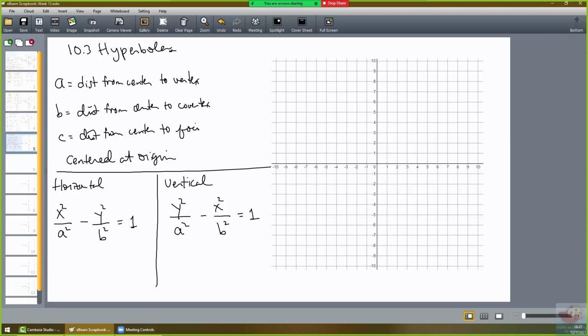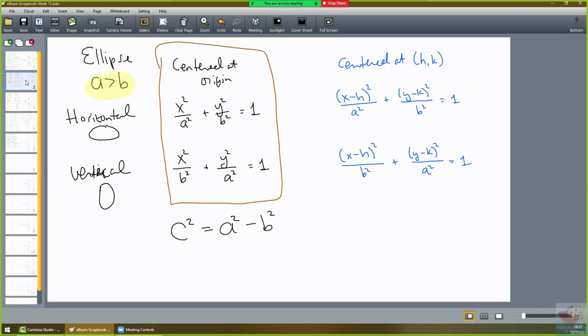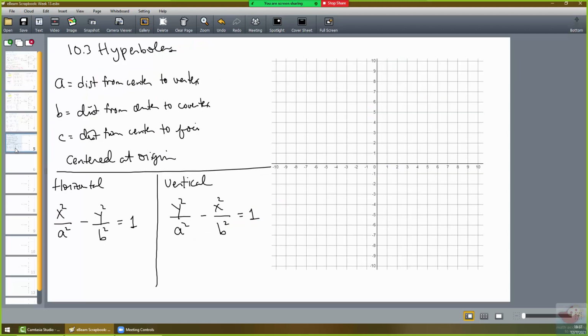However, with an ellipse, you knew it was horizontal or vertical based on where the bigger number was. For a hyperbola, there is no relationship between a and b. So the way you know if it's horizontal or vertical is which variable appears before the subtraction. If the x term is before the subtraction, it's horizontal. If the y term appears before the subtraction, it's vertical.